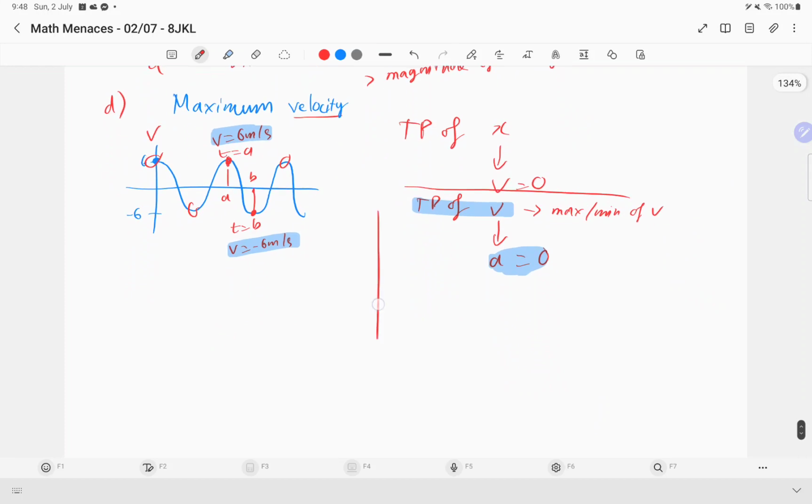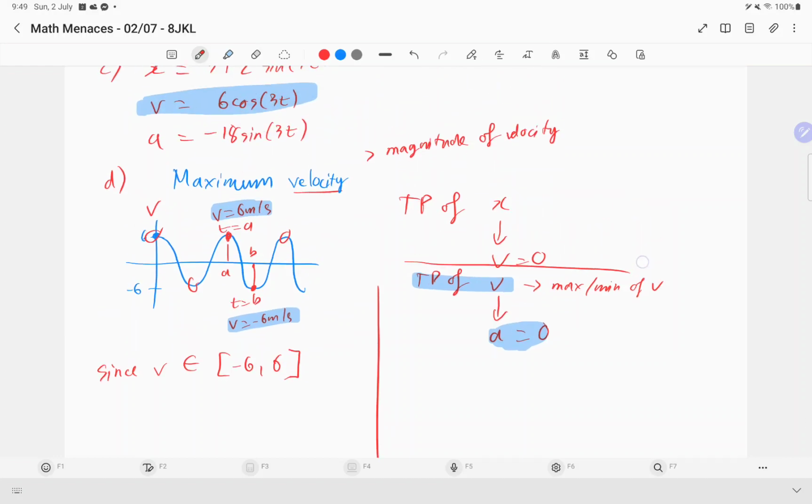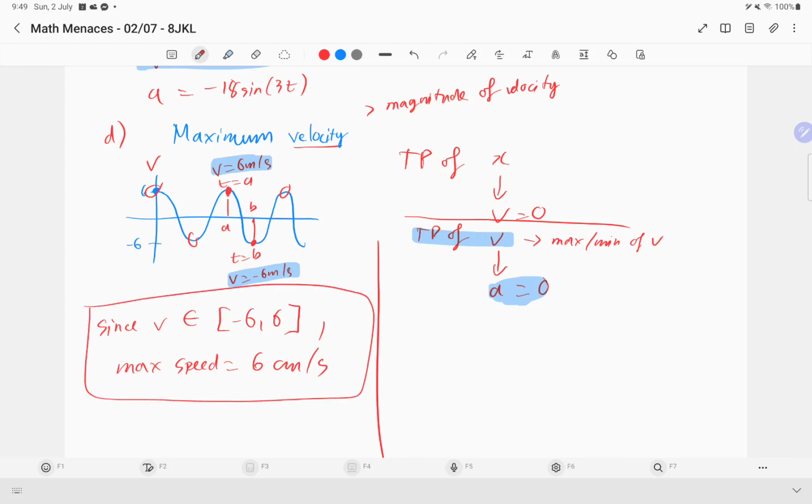Okay, so I'll show you two versions. The first version, using this graph here, since velocity belongs to a range of -6 to 6, because you can see that it goes from -6 to +6 because of the cosine function. Since velocity is between -6 and 6, max speed would simply be 6 centimeters per second. That's it, 2 lines. So the actual working for question D, the shortest way, is just the 2 lines.